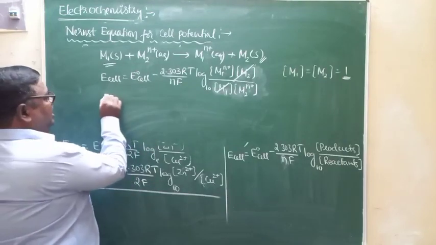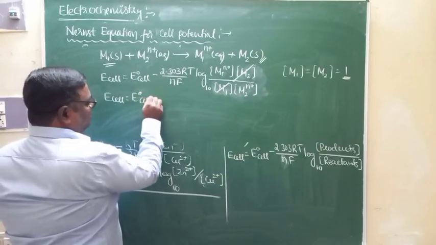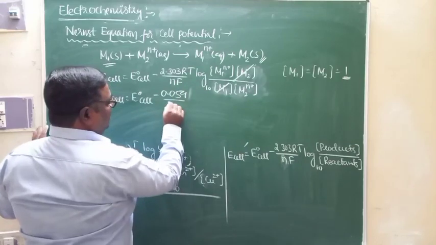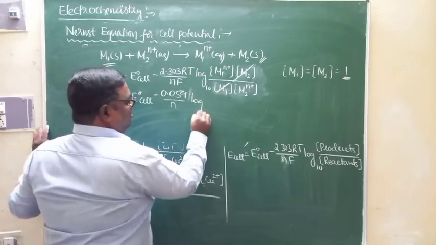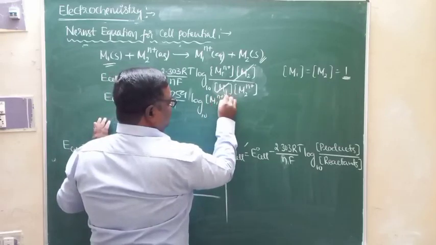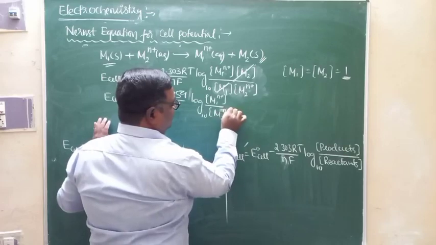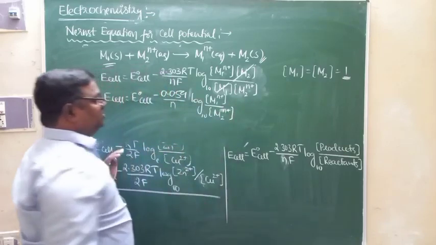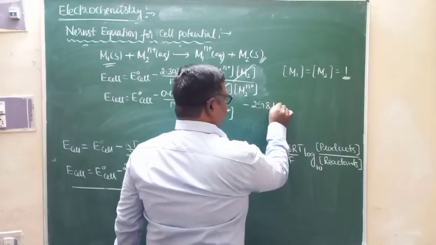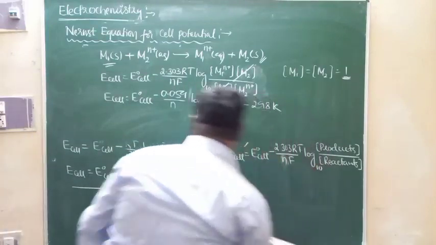And of course at 298 kelvin, E of cell is equal to E naught of cell minus 0.0591 by N log to the base 10 of M1 N plus divided by M2 N plus. This is the expression for cell potential at 298 kelvin. See, this is at 298 kelvin.